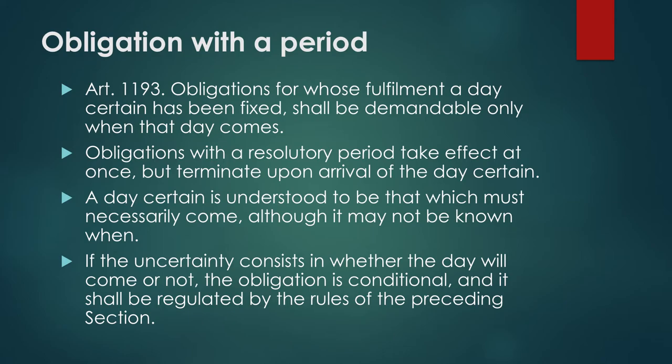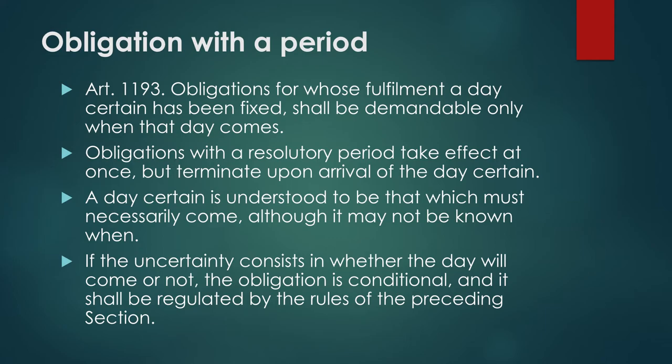So I will continue to give you, like a condition that will say, I will continue to pay you 20,000 pesos per month until the end of the semester. So that is a resolutory condition because the obligation immediately started at the time that the contract is signed. However, it will be terminated at the end of the semester, which is certain to happen.